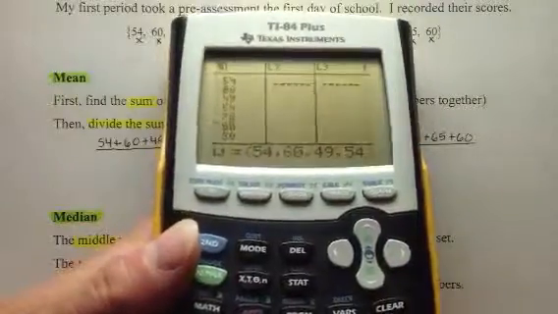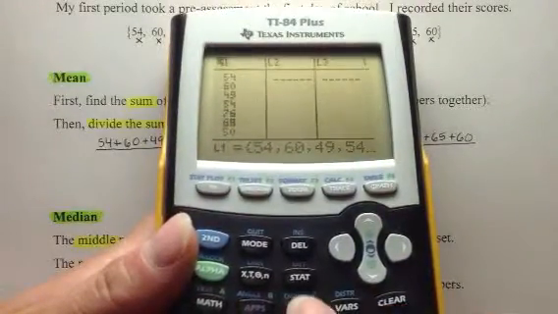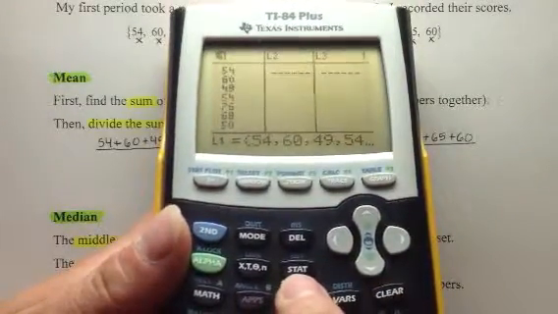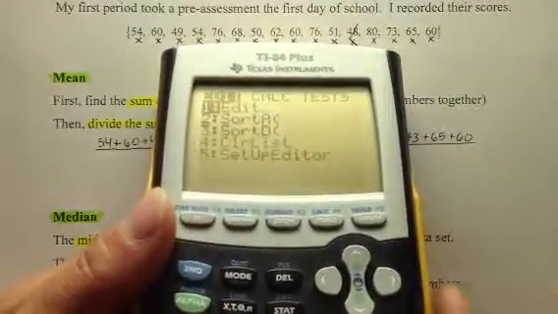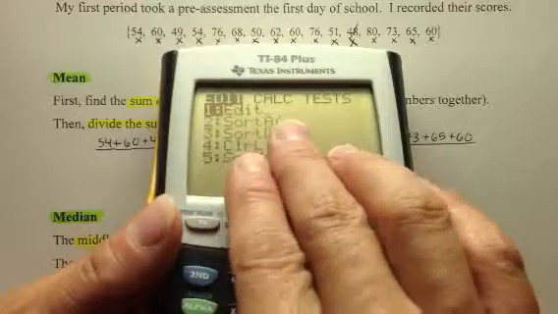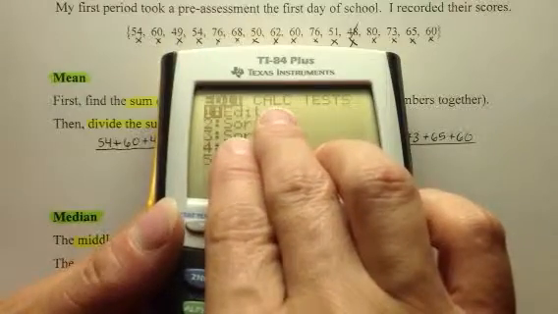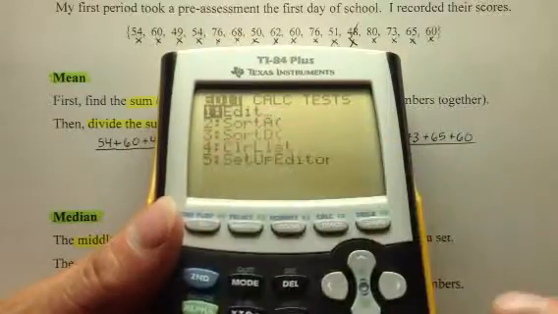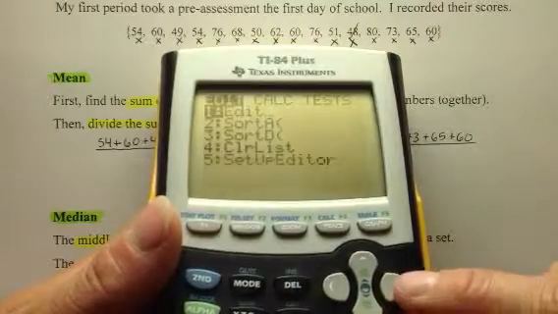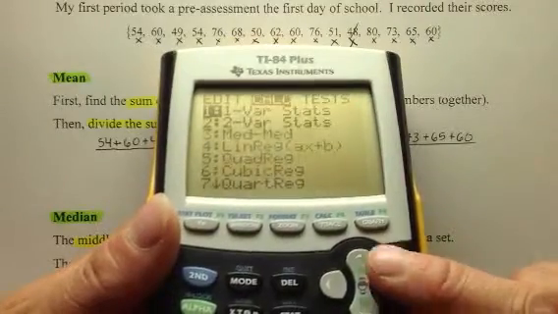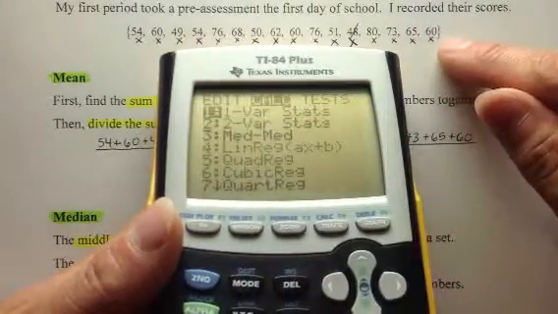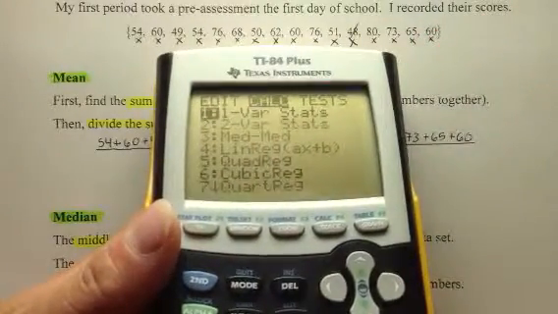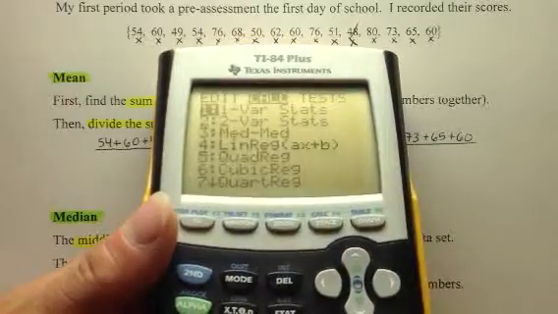Okay, now what I want is for the calculator to calculate. To do that, I'm going to go back to the Stat button. Now I've already entered my numbers, so I'm done with editing. Now I want the calculator to make the calculations. So I go over to the right with this button. One variable statistics. What that means is I have one list of numbers. And that's what I want. I can either push number 1 or enter.